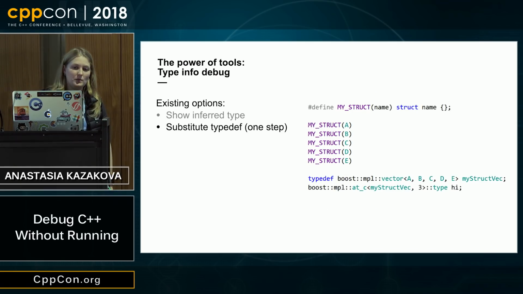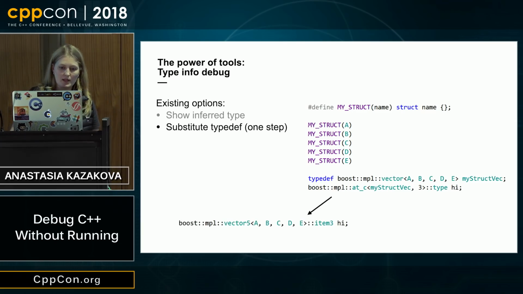Okay, the next thing will be just trying to deal with the typedef chain in the same way we deal with the macro chain. There is a possibility in modern tools to substitute typedefs step by step, the same way as we did for the macros, and unwind this kind of stack. So there's the example with Boost MPL, and let's assume I would like to understand the type of the hi variable. I'm just substituting it step by step.